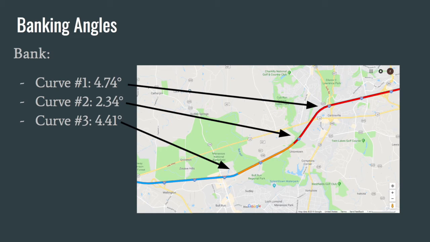So we calculated the banking angles for each curve using the maximum velocity of 65 miles per hour plus 20%, which is equal to 78 miles per hour or 34.87 meters per second. And so from that, we found for the first curve, the ideal banking angle would be 4.74 degrees. For the second curve, it would be 2.34 degrees. And for the third curve, it would be 4.41 degrees. And you can see the curves' respective locations on the map.